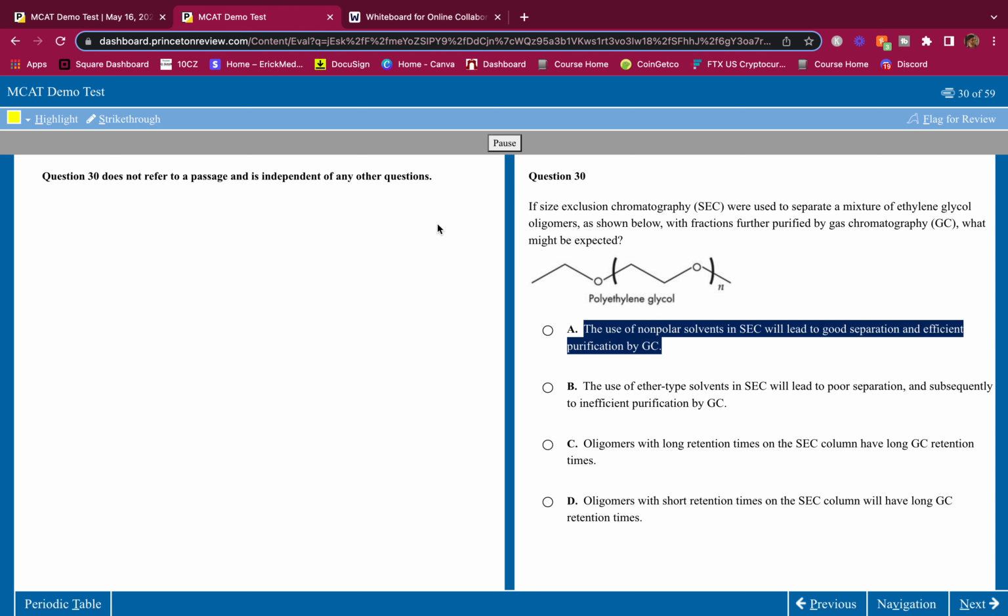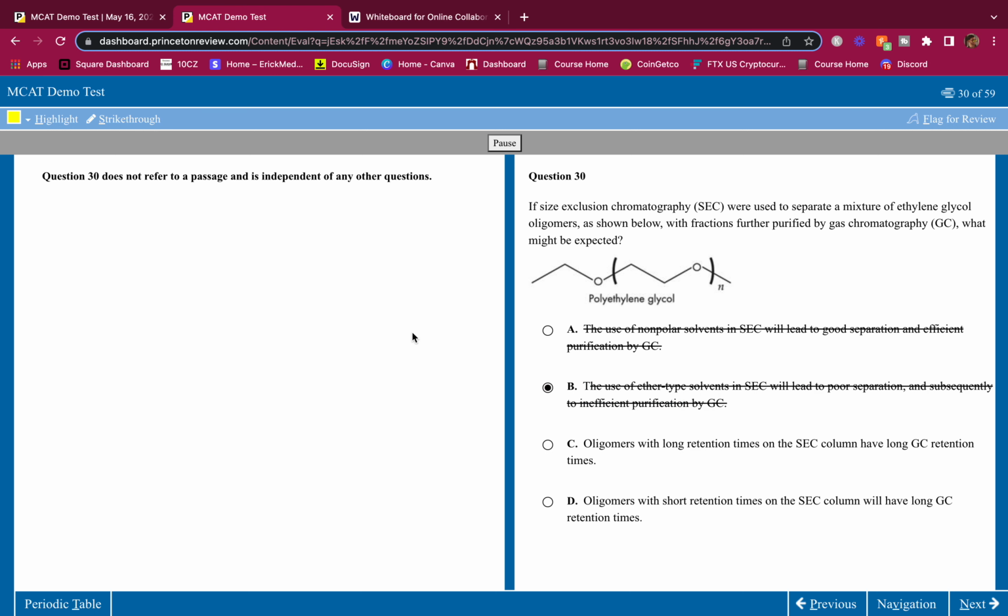It's not due to nonpolar solvents. Solvents don't matter. Oligomers with long retention times on the SEC column would mean they're smaller, and oligomers with short retention times means that these oligomers are bigger. So the small ones, they said, will have a long GC retention, and the big ones will have a long GC retention. Which one's going to have a longer GC retention? A big molecule or a small molecule? Let's think here.